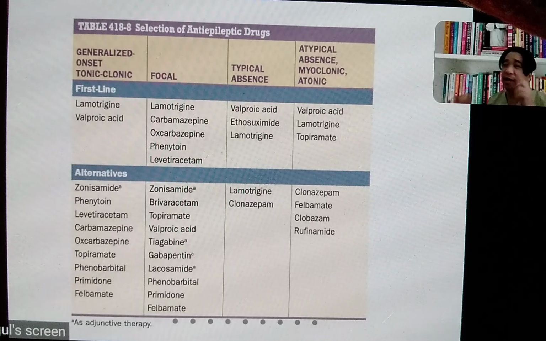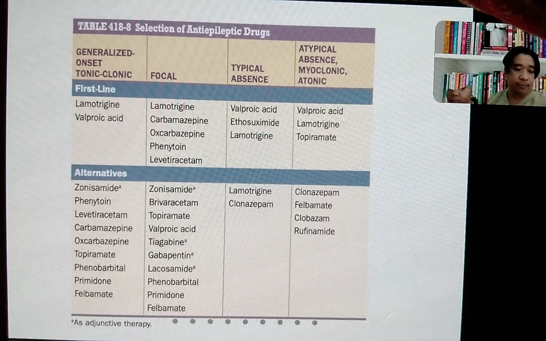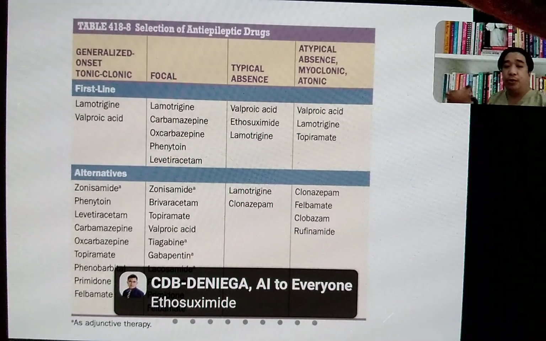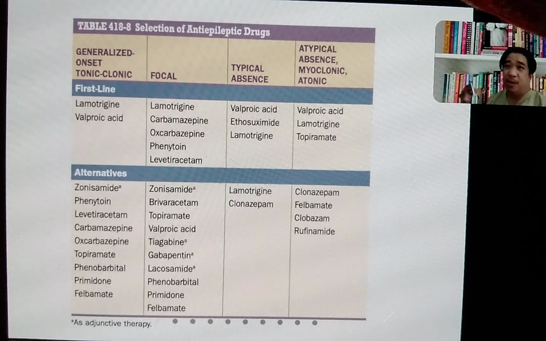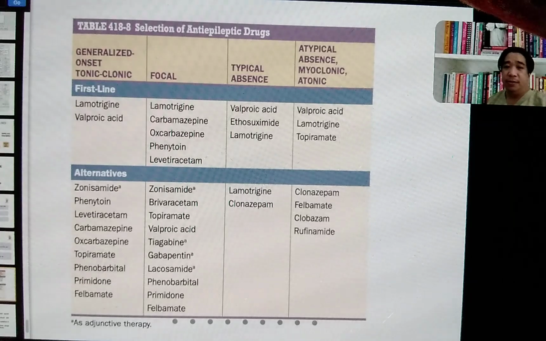What is your first line for typical absence? Is it valproate or ethosuximide? First line is ethosuximide for examinations. Ethosuximide. Please take note of this. Now, just some tips. We give diazepam 5 milligrams. We're allowed to give at least, no, not 5, but 3 doses of diazepam. Then you should start already with your anticonvulsant of choice, depending on what is the seizure type. Please take note of that.